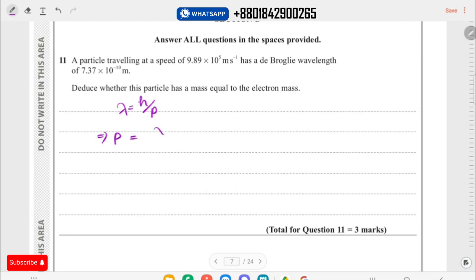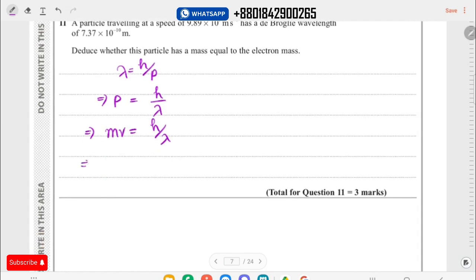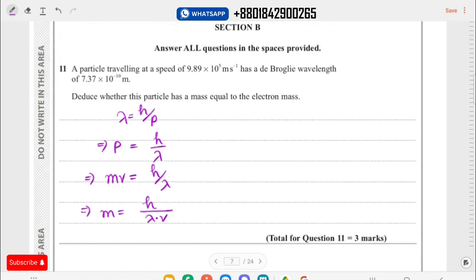So it will look like momentum equals Planck's constant over wavelength. We can break down the momentum into mass times velocity. So mv equals h over lambda, and just take that velocity to the left hand side. It will be Planck's constant over lambda times velocity, right? So now input the values together and you'll get the mass of the particle, and then you can identify whether it is equal to the mass of an electron or not.